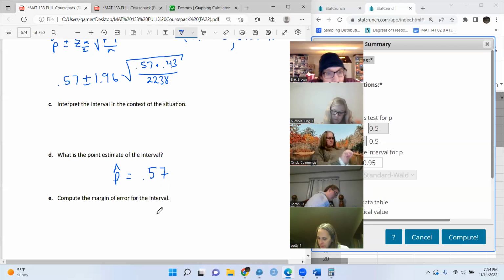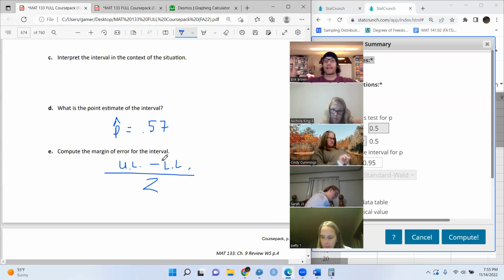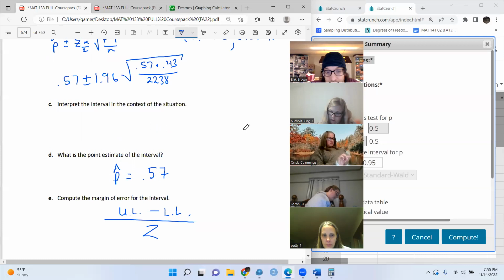Compute the margin of error for the interval. Oh boy, do you remember that formula? Plus, minus. This is one way you could get it, because we're going to say how far apart are the numbers for the interval, and we're going to cut that in half, and that's going to be the distance between the p hat and either limit. You could also subtract p hat from the upper limit and you'd get the same thing.